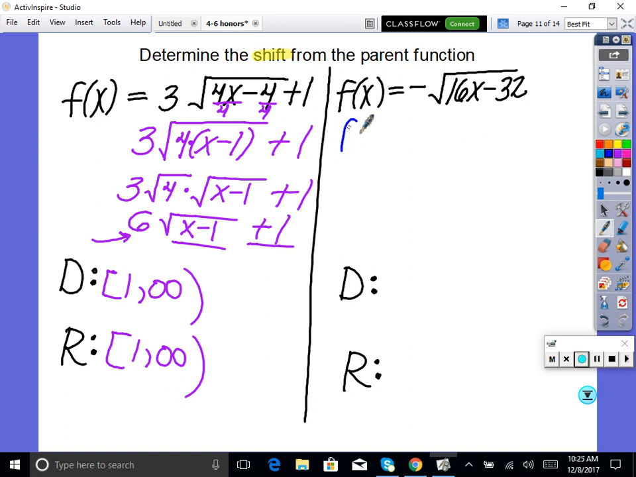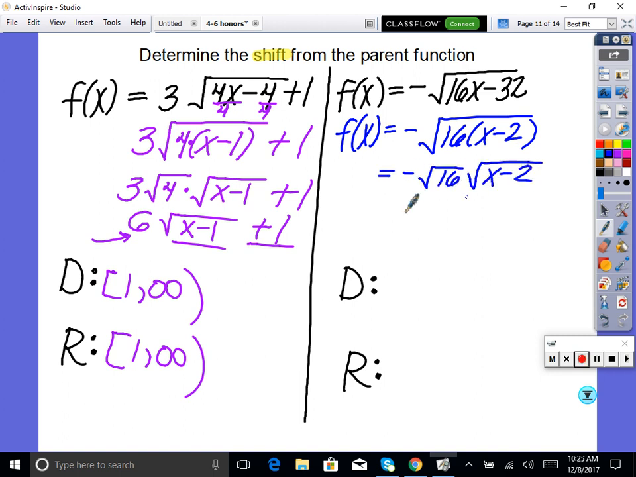Okay, let's look at another one. So this is, let's see, negative. The square root, we'll pull out a 16. Left is x minus 2. So isn't that negative? The square root of 16, square root of x minus 2, which is negative 4 square roots of x minus 2. Right 2, stretch of 4, reflection over x.